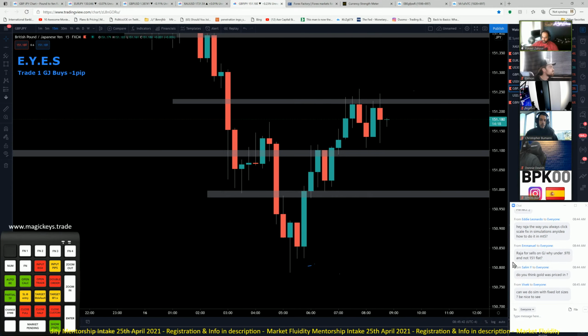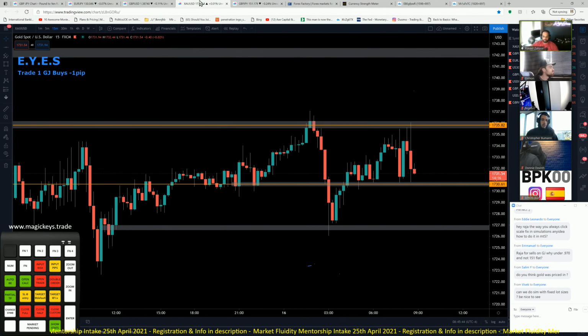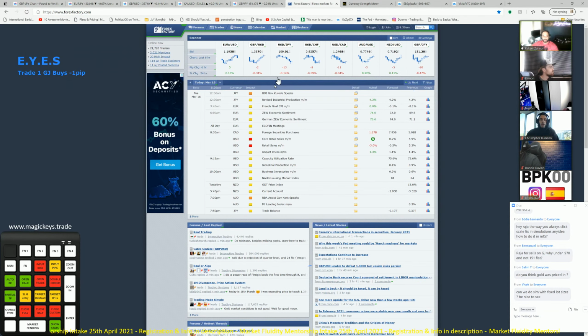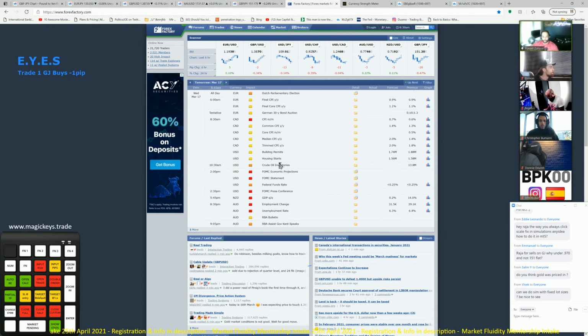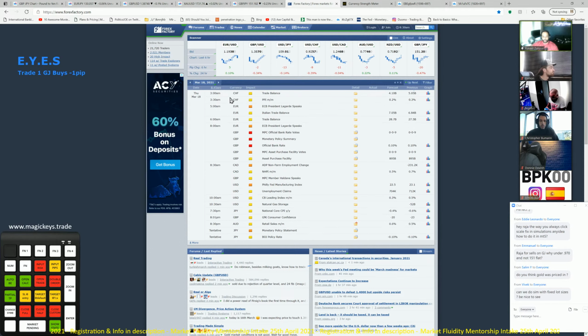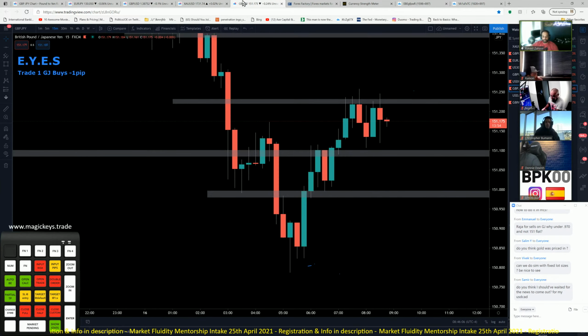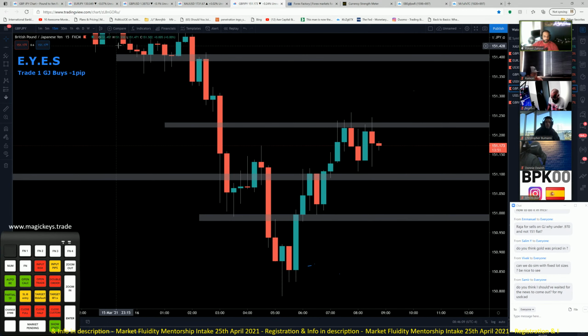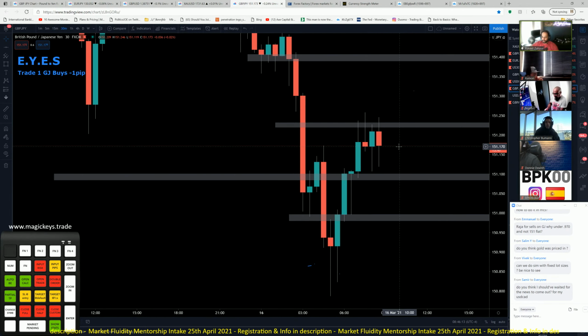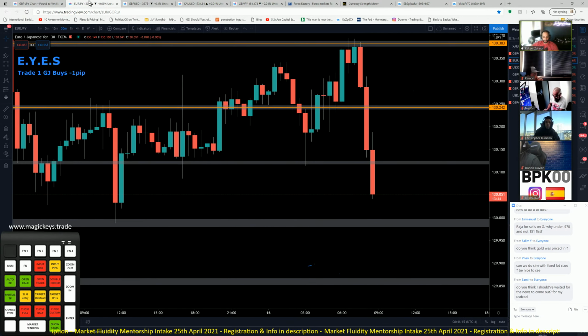Do you think gold was priced in? No, I don't think so. Because if that wasn't priced in, look what we got tomorrow. Tomorrow we have interest rates, a really highly volatile news event. On Thursday we got pound rates coming on. It's going to be pretty amazing, pretty interesting to see what happens. Pound yen is just ranging here now. We've got almost 15 minutes left for the candle to close, and we're going to see how it closes. Your JPY is also moving down.